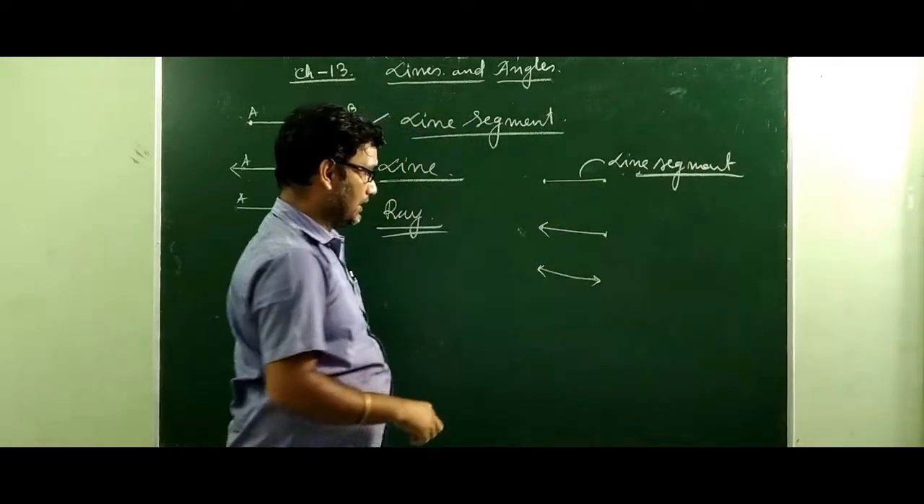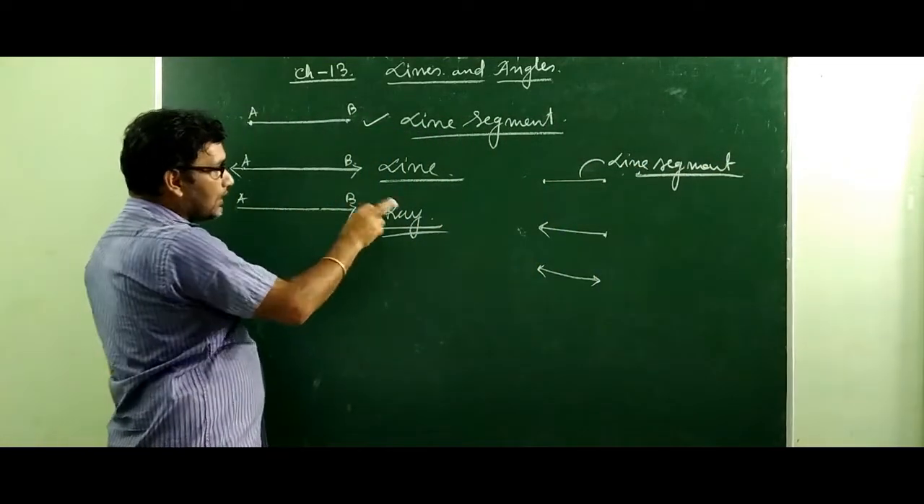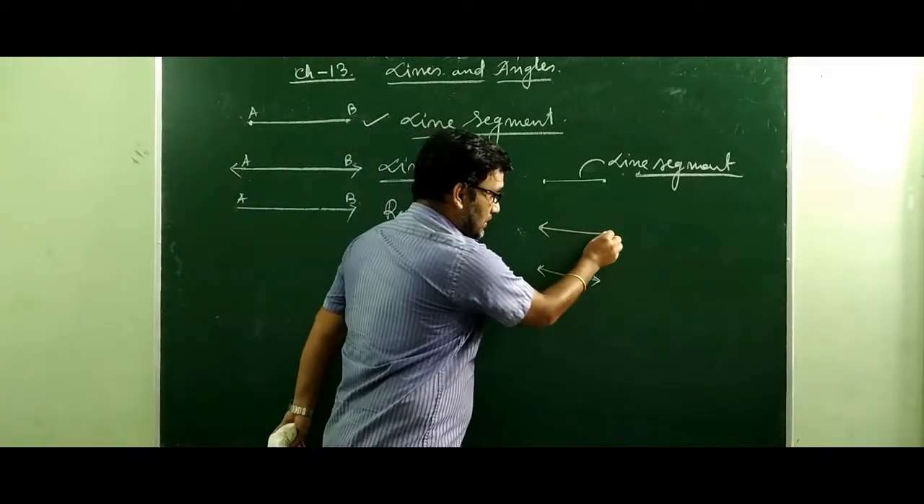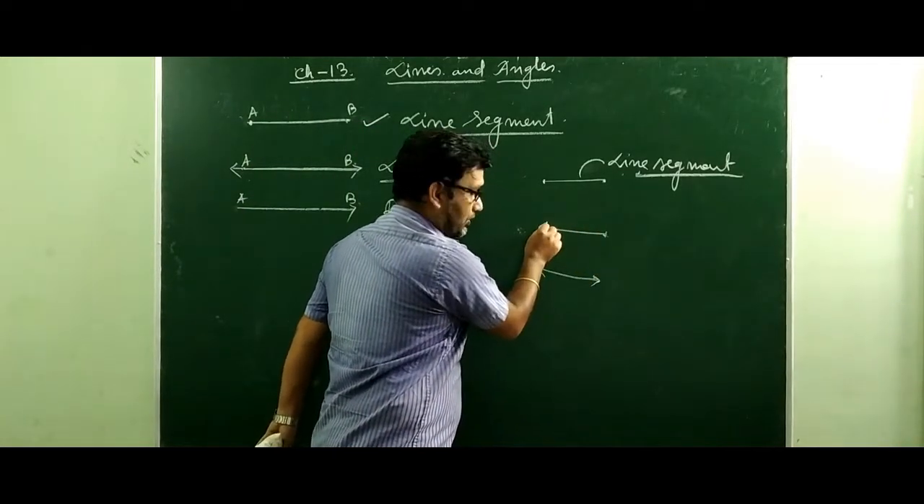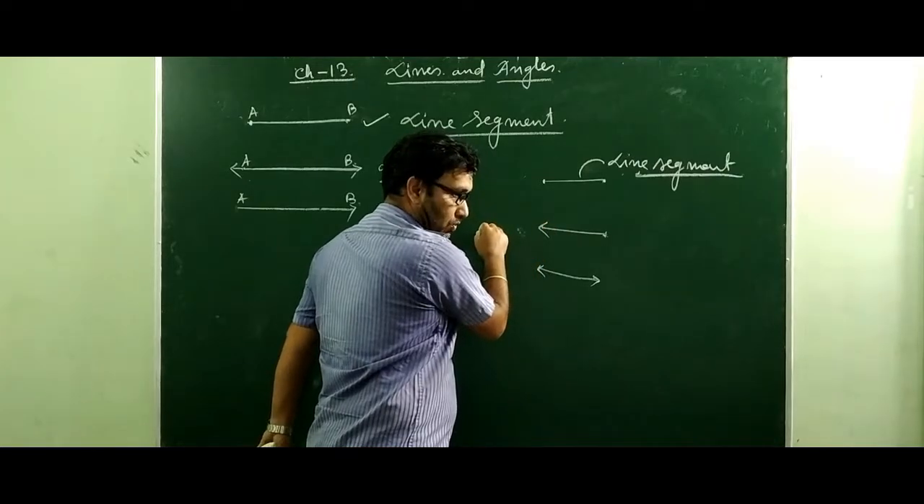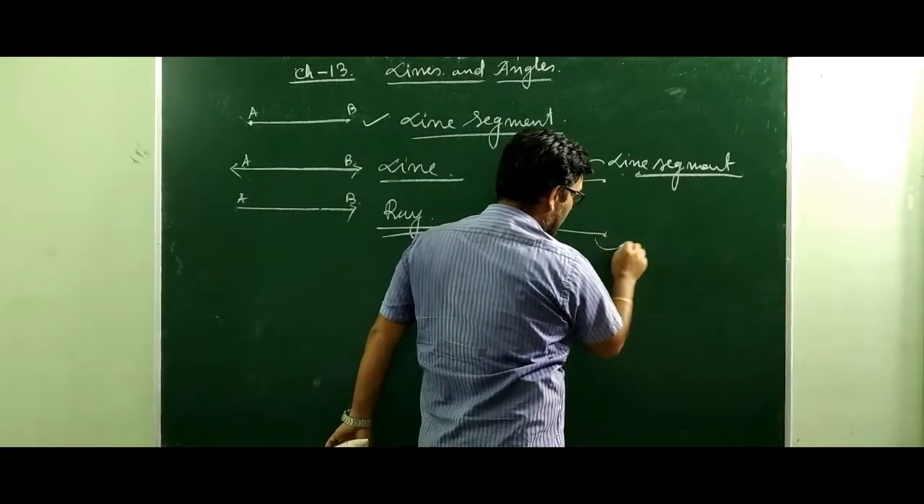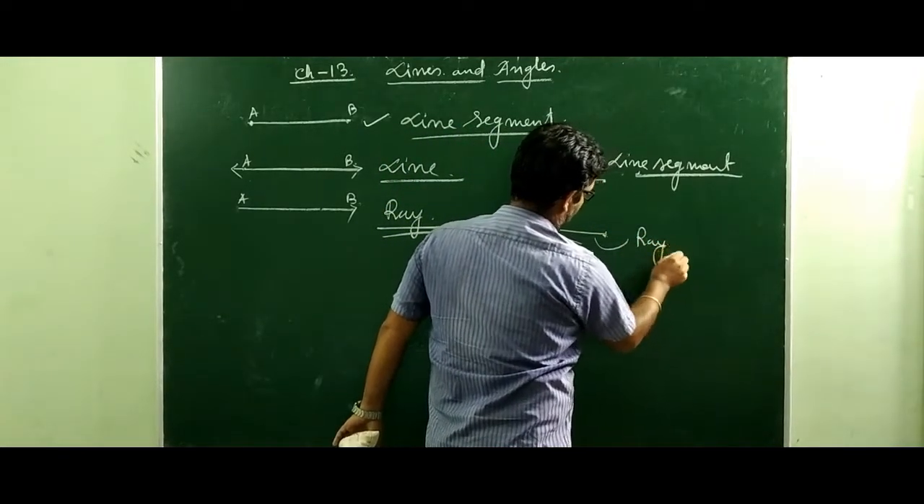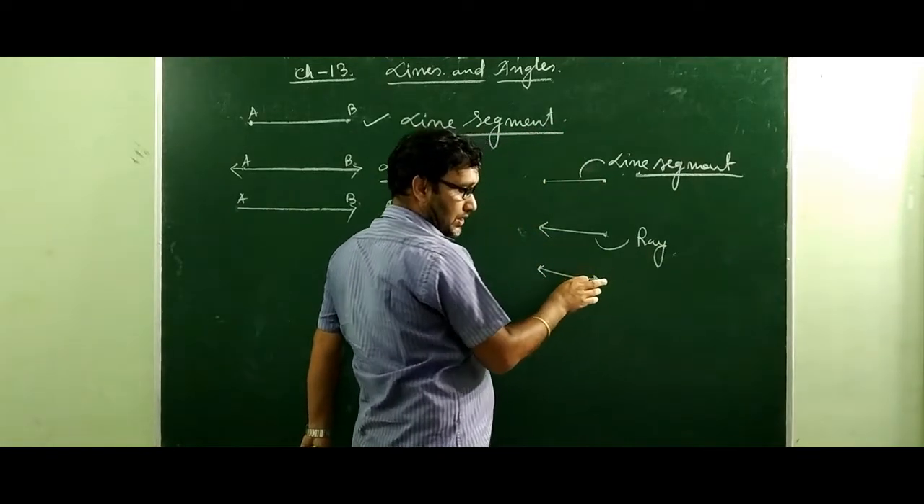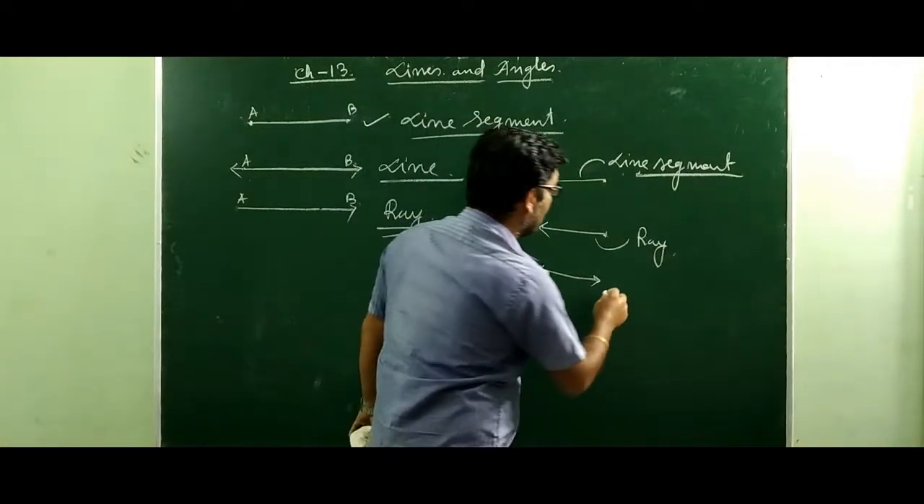Next one, you see. This is your starting point. This is not your ending point. You can extend it more. That means this is your ray. And the next one, on both sides you can extend it more. That means this is called a line.